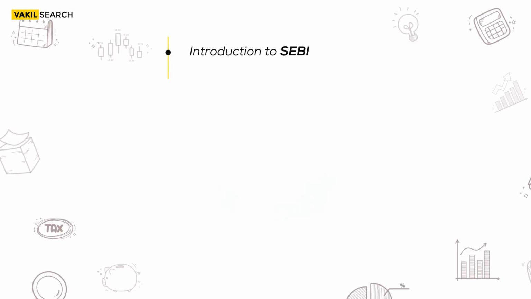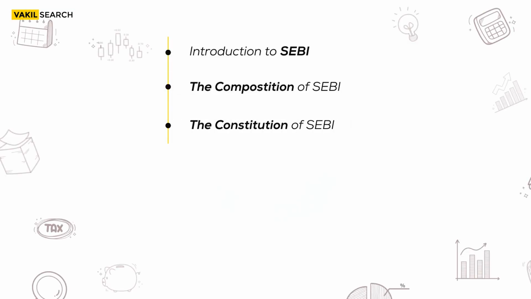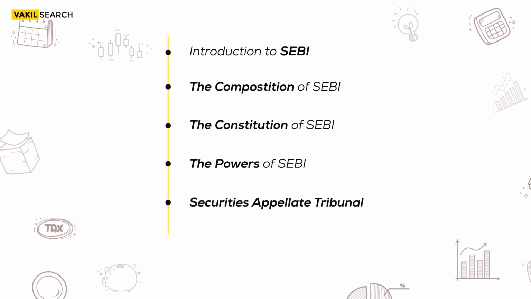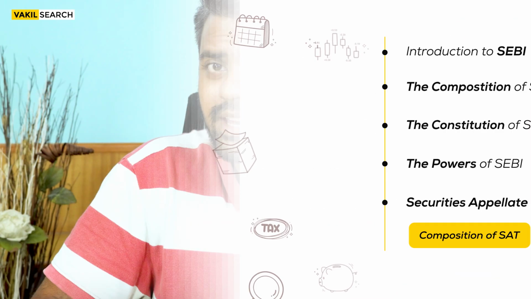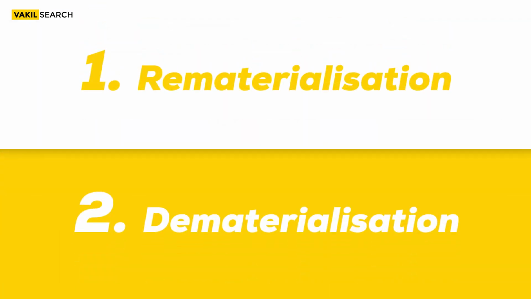In the previous video, we took a look at Introduction to SEBI, the composition of SEBI, the constitution of SEBI, the powers of SEBI, followed by Securities Appellate Tribunal, its composition and its powers. In this video, we'll be discussing two important aspects. One is rematerialization of shares and dematerialization of shares. As we all know, shares can be held either in physical form or in electronic form with the depository.